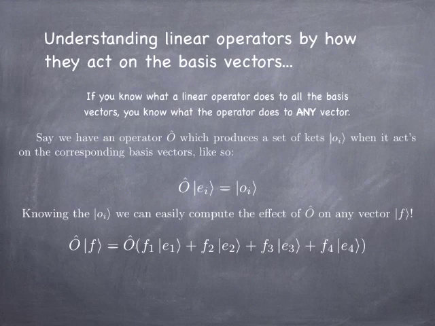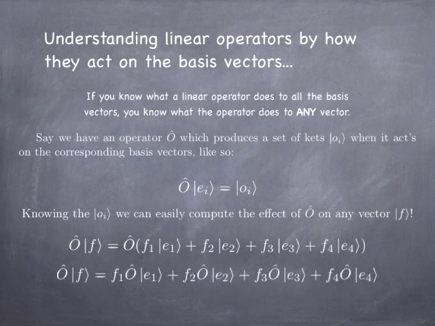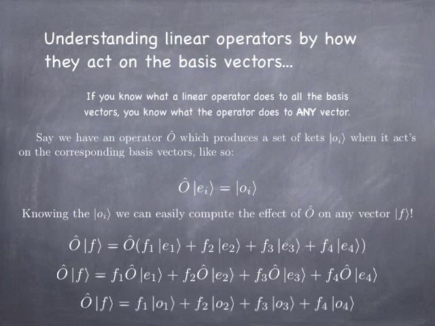because you can see that O acting on an arbitrary vector, which can always be written as a superposition of basis vectors, is the same as the superposition of O acting on the individual basis vectors. And of course that's the same as the components of the original vector multiplying the O sub I.